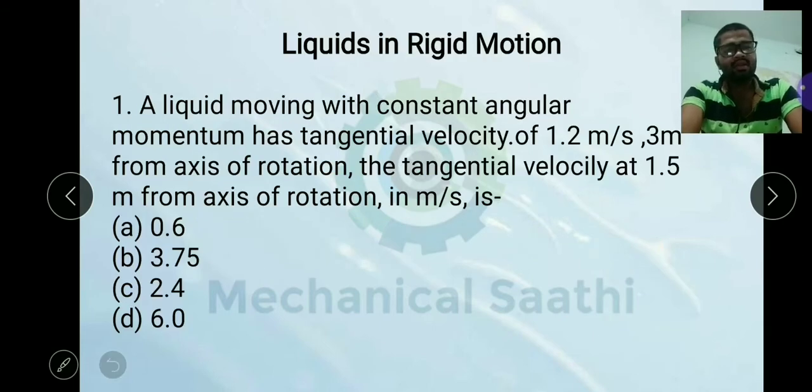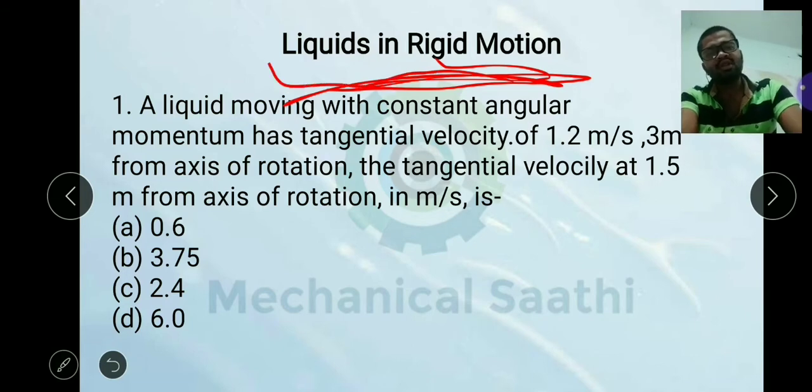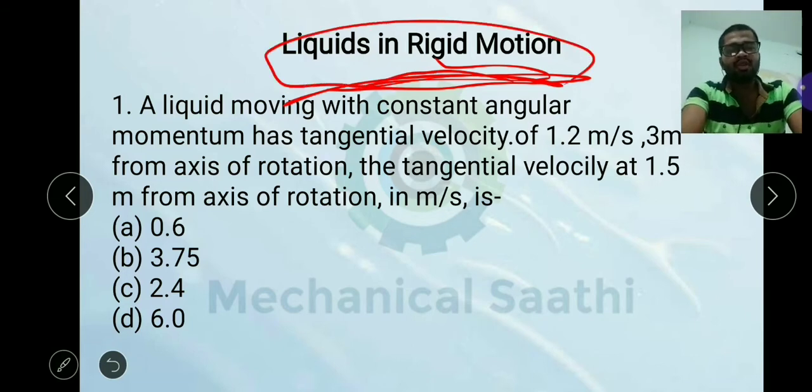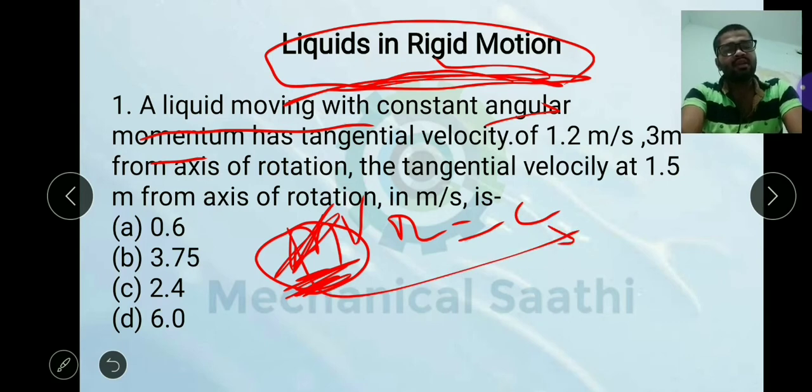Then here, another one in between buoyancy and filtration. So let us discuss something about liquid in rigid motion. First question is a liquid with constant angular momentum. Angular momentum is constant here, so we can write mvr equals constant, and here m will always be constant, so we can neglect it. Then we can write vr equals constant.